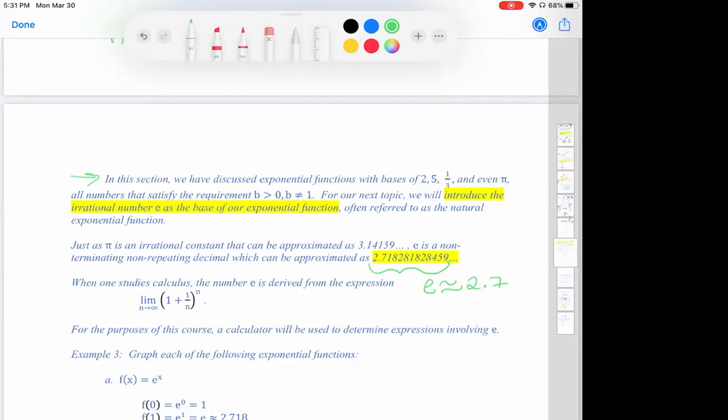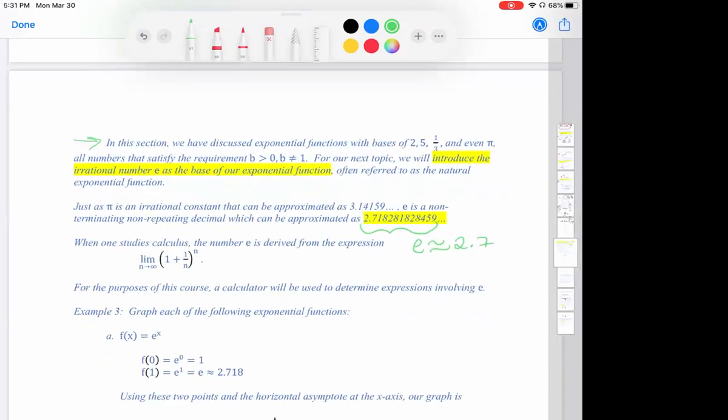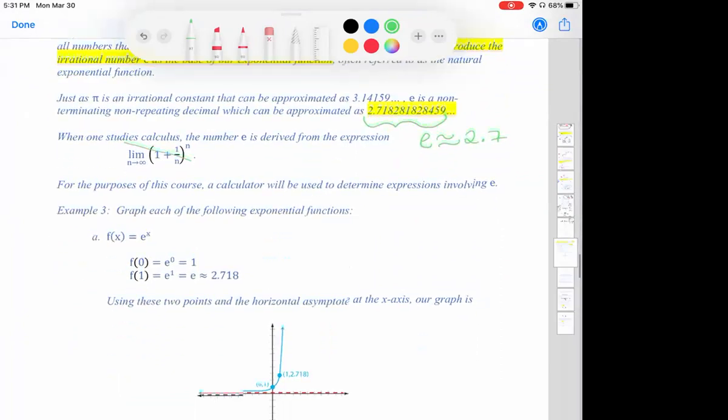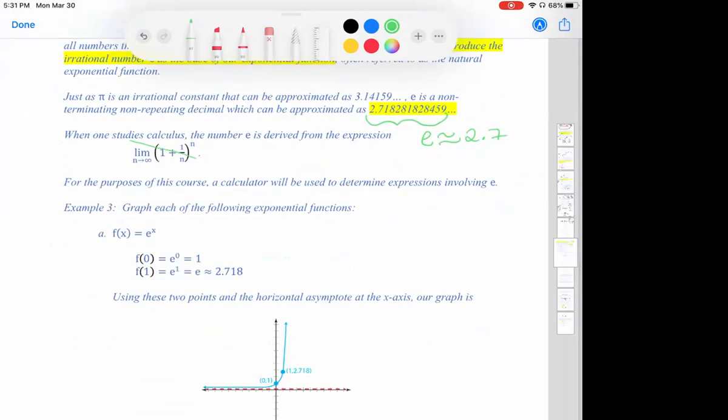So where this number comes from is when one studies calculus, the number e is derived from the expression of the limit of n approaching infinity for 1 plus 1 over n raised to the n. So we don't really need this, but in case you were curious as to how that happened, that's where it comes from. Pi comes from the proportion of a circle and a diameter. So whatever this number is, the measurement around in proportion to the diameter, that's what pi comes from. It's a special proportion for circles.